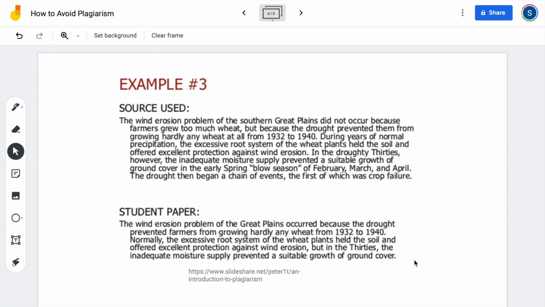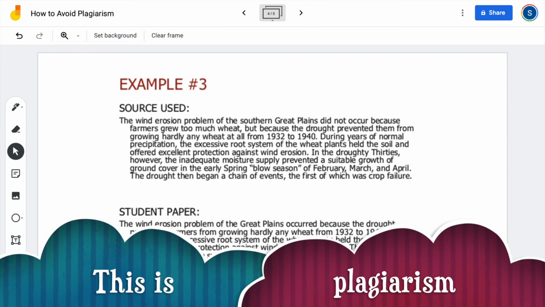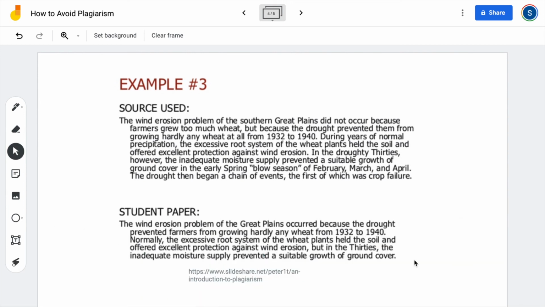And the correct answer is yes, this is plagiarism. Here, the student switched some words, just paraphrased the original text, and did not cite where they got the information from. So even though it was not a direct quote or directly copied, they still took similar ideas from this passage and they did not quote it or cite it. So this is plagiarism. So remember, even if you paraphrase something in your own words from another source, you still have to cite it.